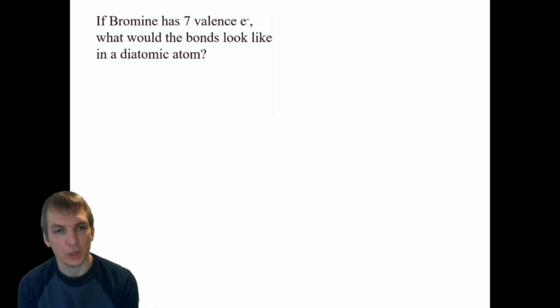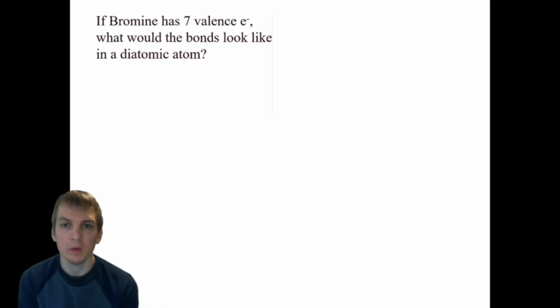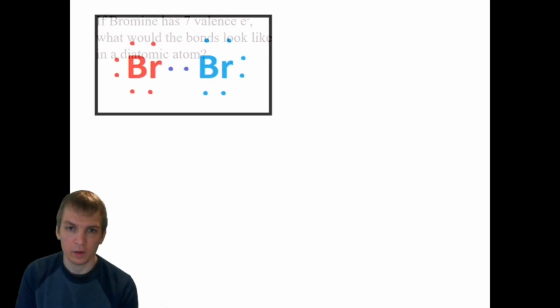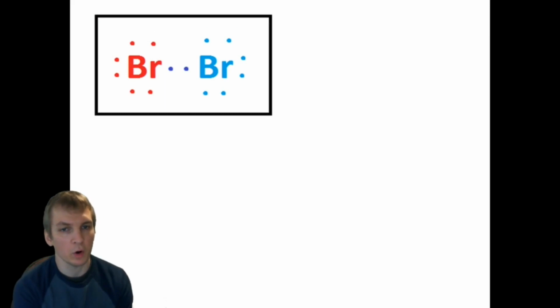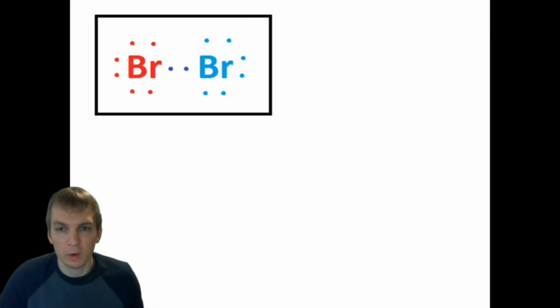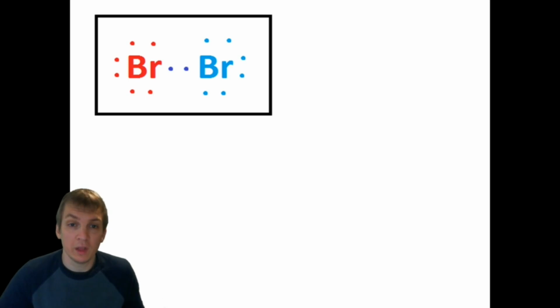So for instance, let's take a look at this. If bromine has 7 valence electrons, what would the bonds look like in a diatomic atom? So I'm going to walk through this with you. We've got 2 bromines, and I've color-coded them to help visualize what's going on here. We've got a red one, and we've got a blue one. The red electrons around the red bromine mean that they belong only to that bromine, and the blue ones mean that they only belong to that blue bromine. However, the purple ones in the middle can be shared in between.